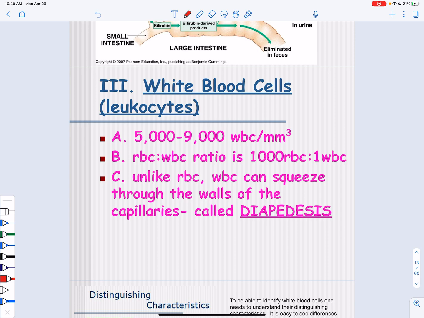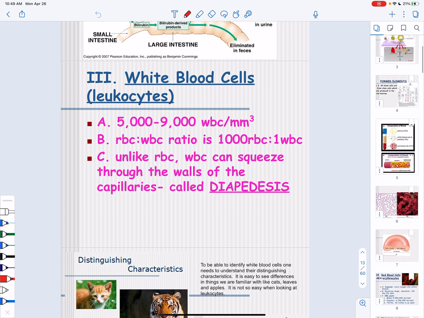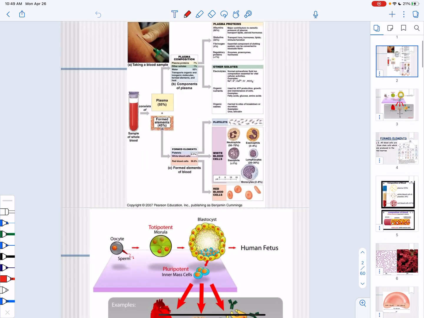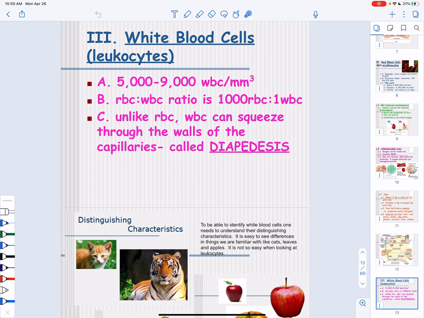This is the second half of the lecture on blood and the formed elements. Hopefully you remember that the formed elements are everything other than the plasma. So when we look at the blood, we know that there is plasma and formed elements, and I've already talked about the red blood cells. So now I'm going to focus on the white blood cells, and the white blood cells are part of your immune system, okay?